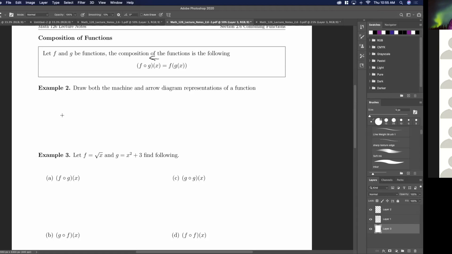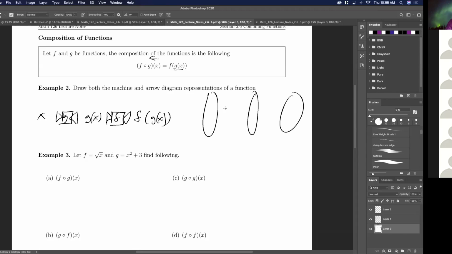The reason why I want to show this is because if I have some machine, we'll show the machine function real quick. If I plug in x, it's going to go through g first. It's going to produce a g of x, and that's going to go through f, which is going to produce an f of g of x. This will make a lot more sense when we crunch through it.